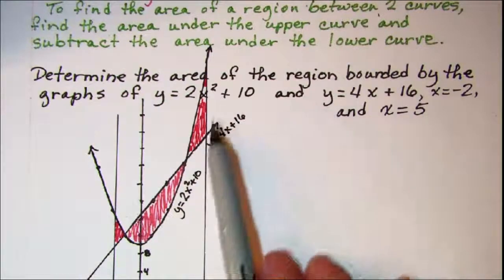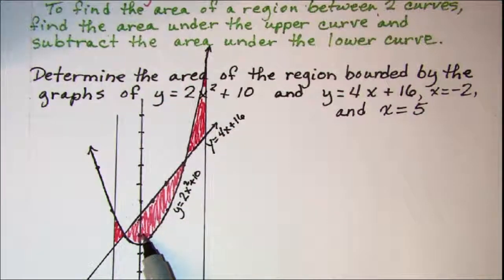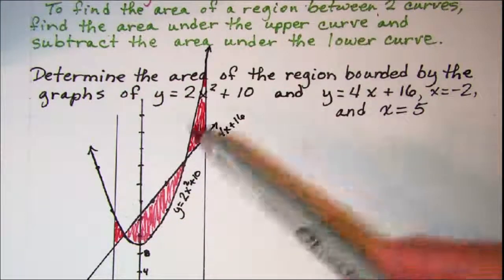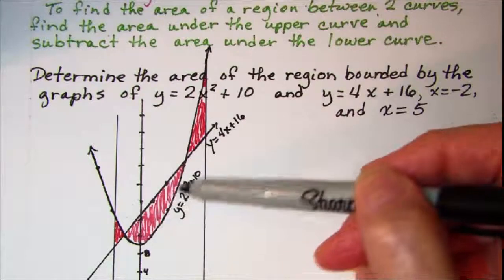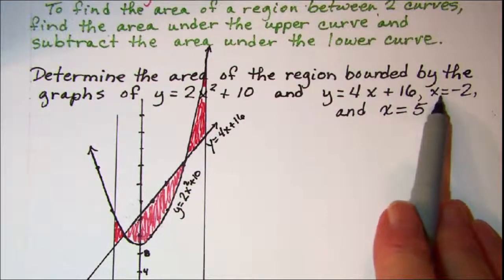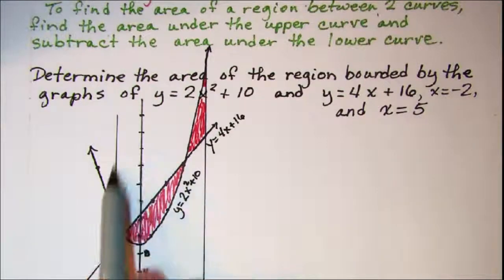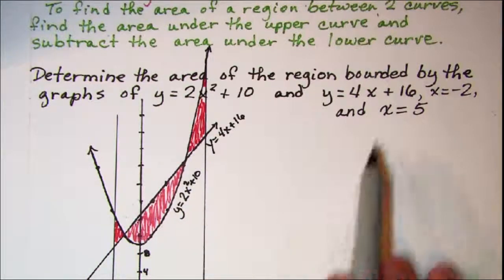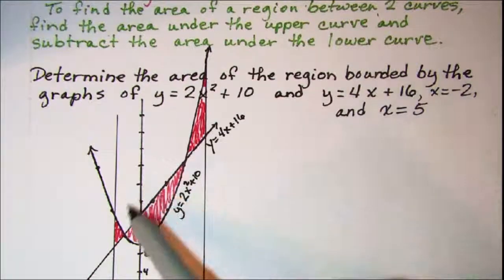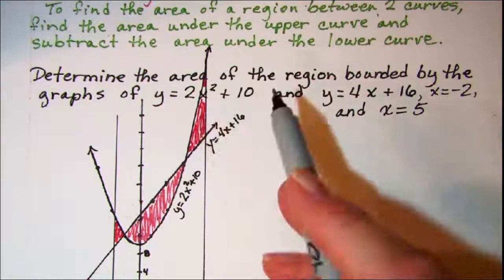Now we did a similar problem in a previous video, and it was just the first two functions, so it was just this area. But now we have the added vertical line x equal -2, which I've shown here, and x equal 5, which I've shown here. So now we have three regions that we're going to need to find areas for.